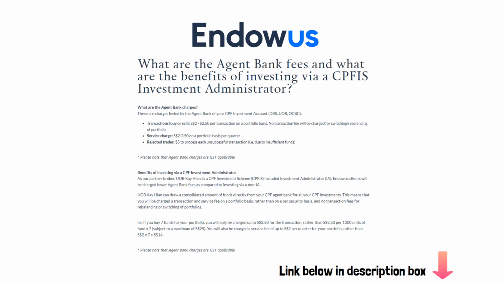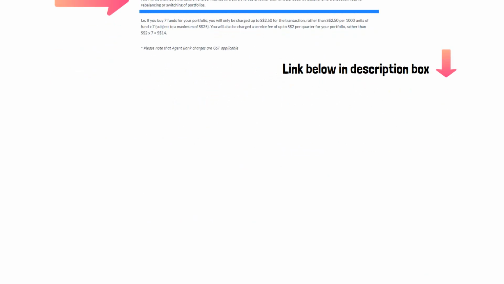From my research, which I will drop the link below, Endowus is using UOB Kay Hian as their partner broker, which is able to draw a consolidated amount of funds directly from our CPF agent bank for all our CPF investment. This means that you will be charged a transaction and service fee on a portfolio basis rather than on a per security basis. Note that I have not tried this yet, but for convenience, it's also good to consolidate my investments in a single platform if possible.